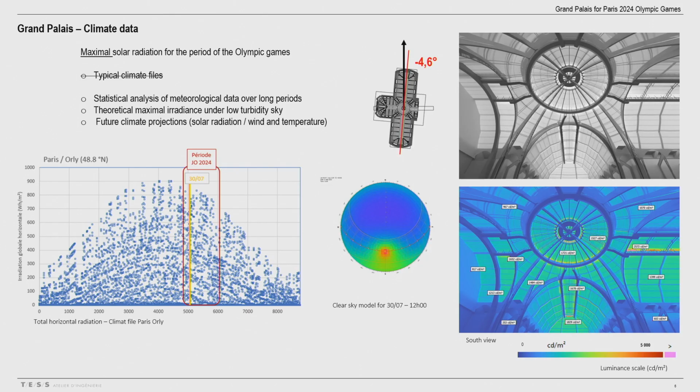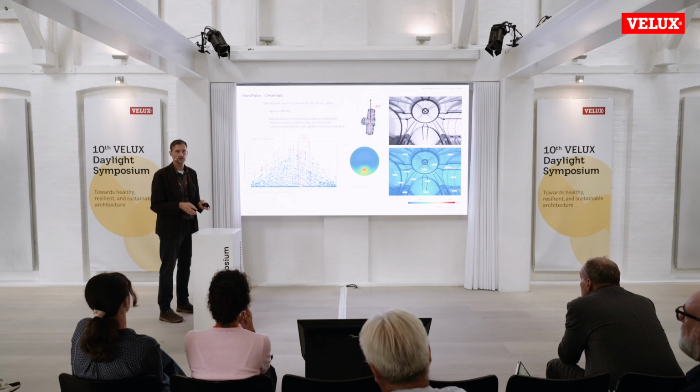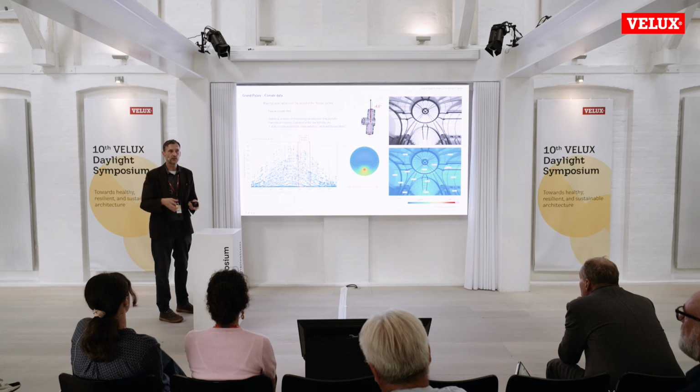One of the first inputs you need to do the assessment, of course, is the sky exposure, or what kind of conditions you're exposed to. So the question goes back to what is the maximum solar exposure you have in the period of the Olympic Games. For this, you cannot rely on typical climate files, because these are only statistical constructs of grouping months, measured months from different years.